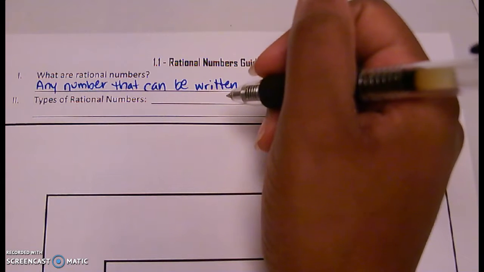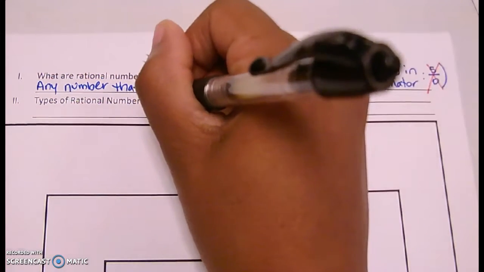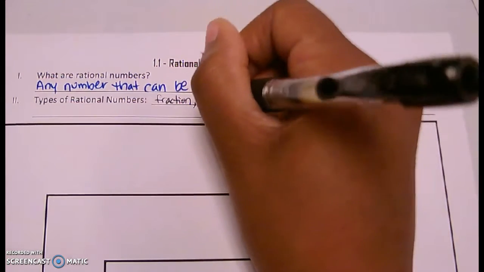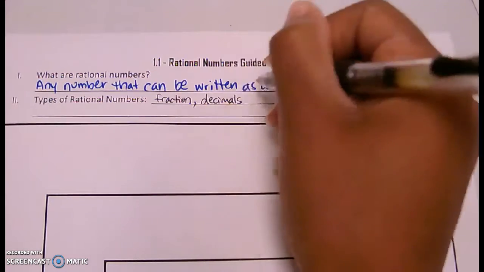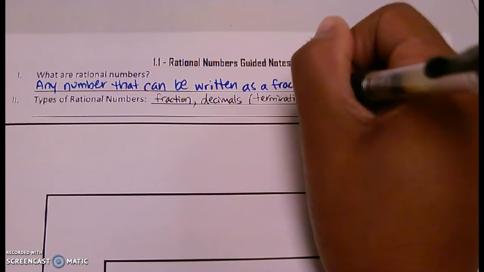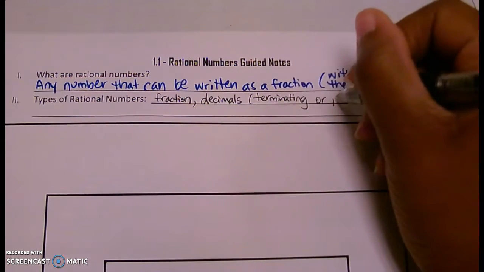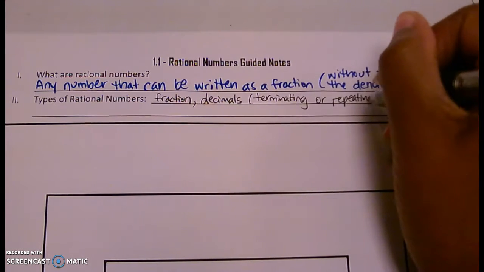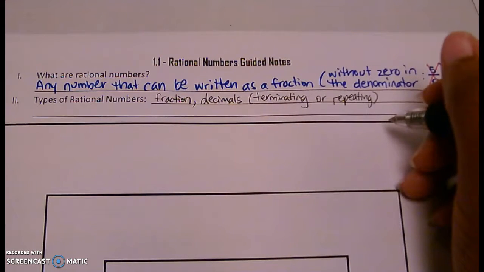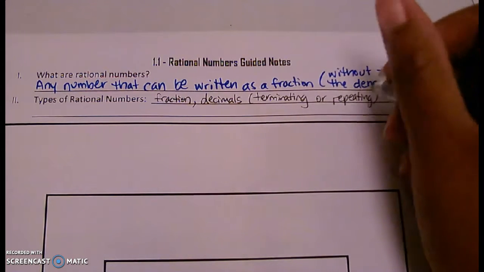There are several different types of rational numbers, which include fractions. Remember, those fractions have to not have zero in the denominator. Decimals. And those decimals could be terminating or repeating decimals. Okay? A terminating decimal is something like 0.5. A repeating decimal is something like 0.55555 that goes on forever. Okay? So we have decimals.